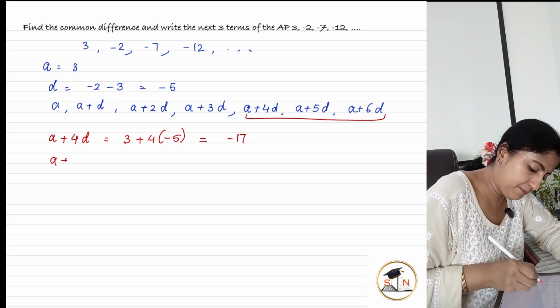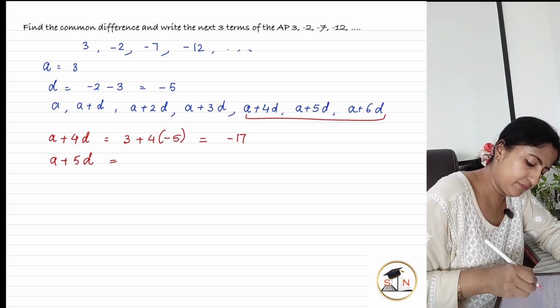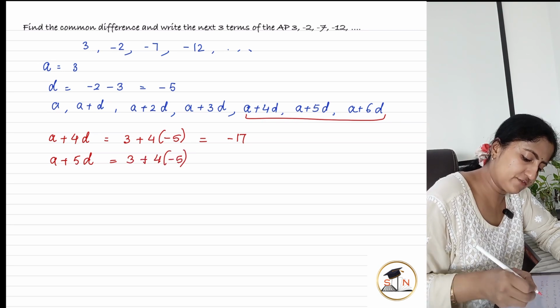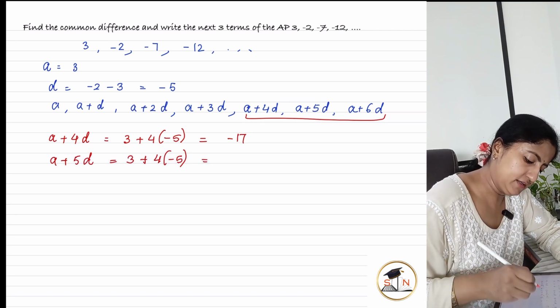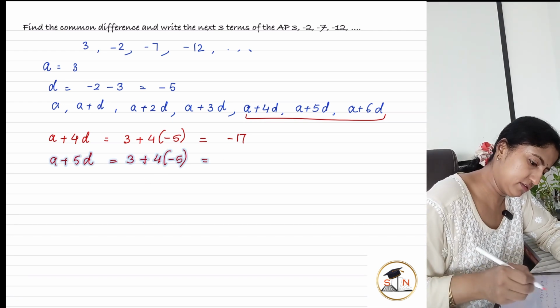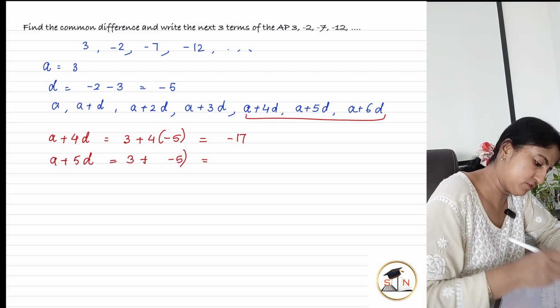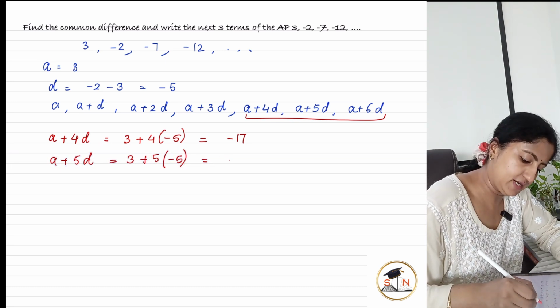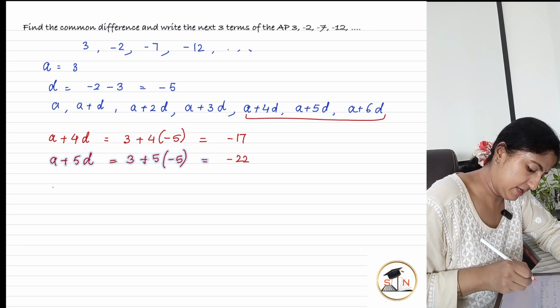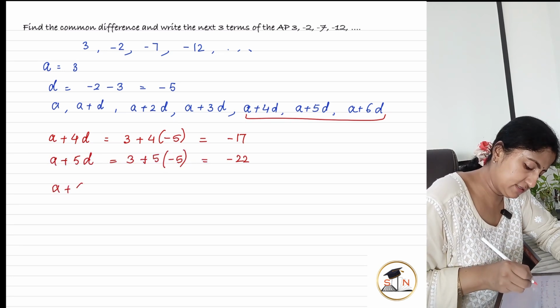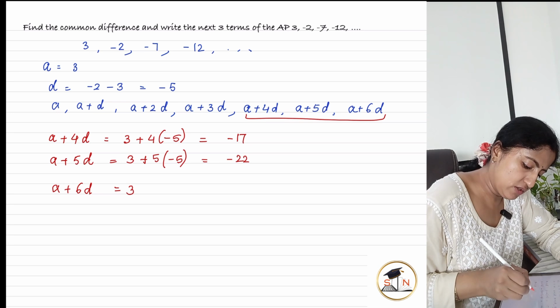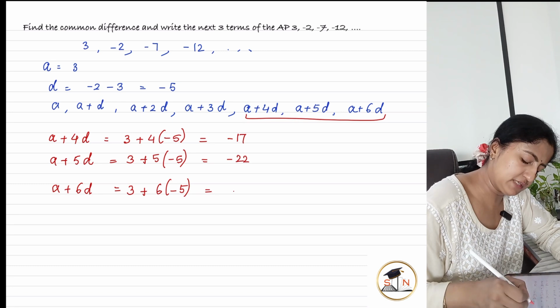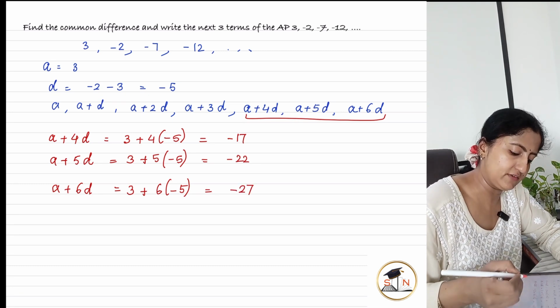Next, A plus 5D, 3 plus 5 times minus 5, right? So it was not 4 over there, it was 5, right? So what we have? 3 minus 25, that is minus 22. And the last, A plus 6D equals 3 plus 6 times minus 5. Now this comes out to be minus 27.